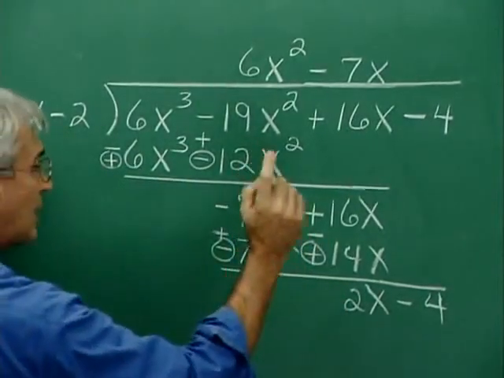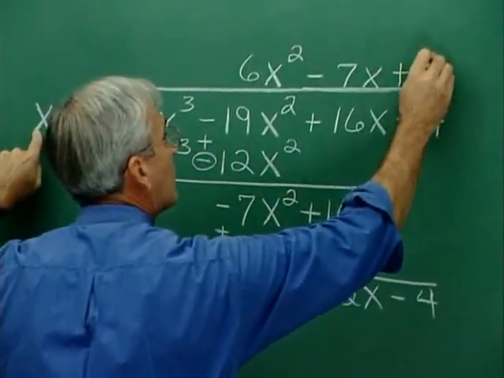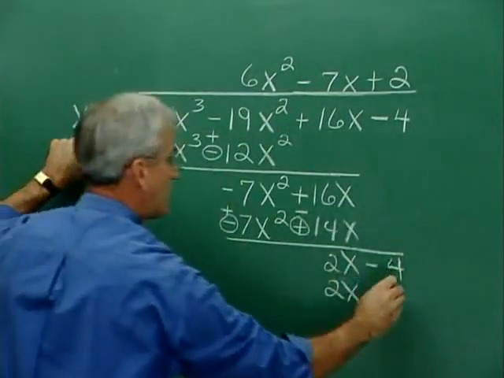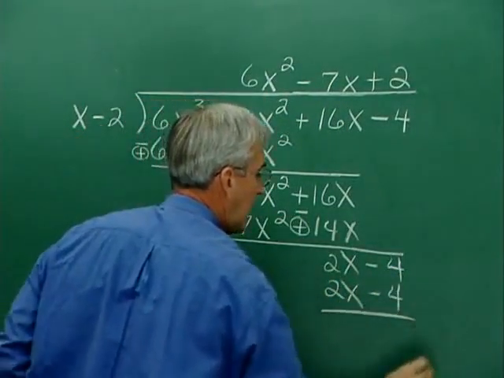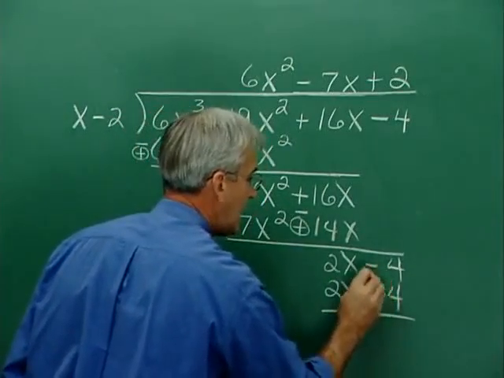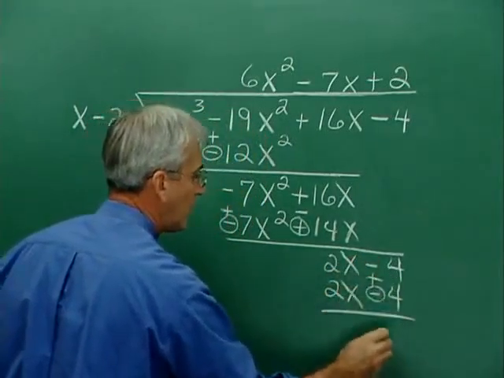X goes into 2x 2 times. 2 times x, 2x. And then 2 times minus 2 is minus 4. Draw the line and subtract. Well, subtract means change the sign and add. Minus 4 plus 4, that's 0. The division went evenly.